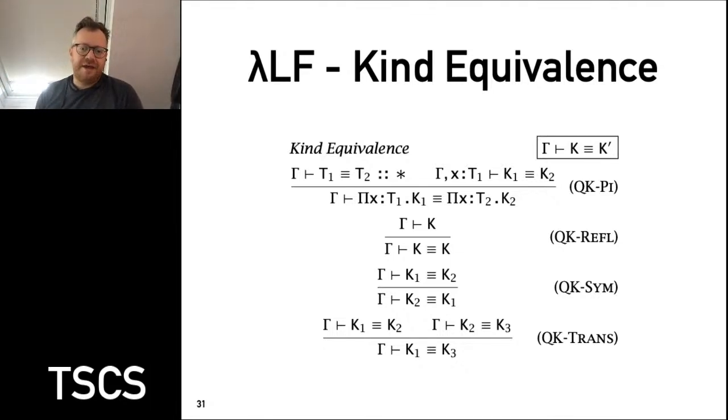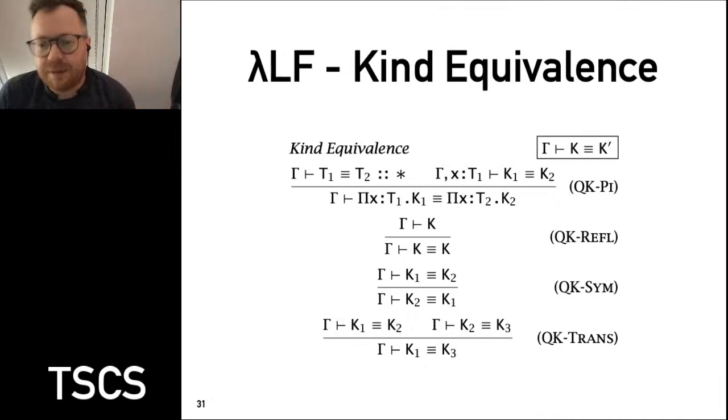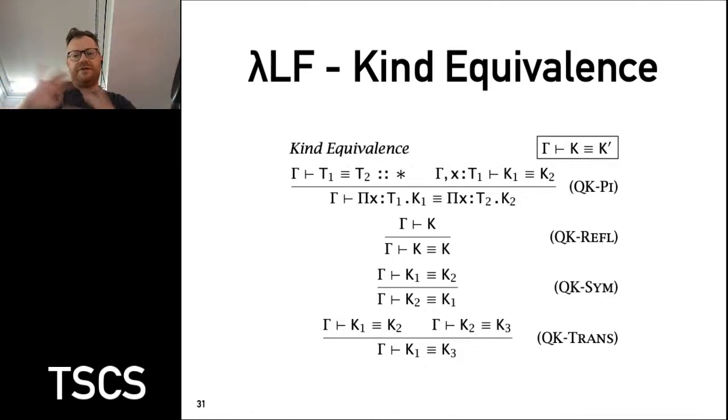Okay, and then the thing we need is like you have the proper kind, the star kind, and then you can build up all of these things using pi types. What you need actually here is reflexivity, symmetry, and transitivity. I'm not going into this because at this point you should be so used to them that this comes very naturally. So equivalence is reflexive, symmetric, and transitive. This should be pretty much obvious right now.